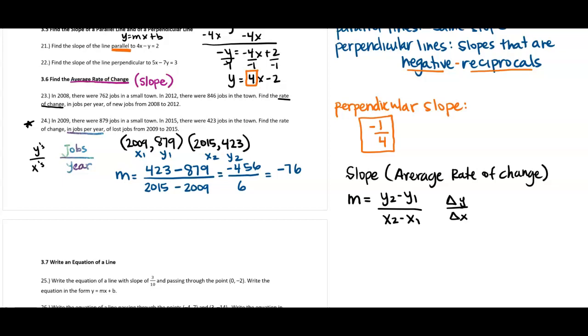Can somebody just unmute yourself and tell me, what does this mean in this problem, like what we were talking about in this problem? Is it that they lost 76 jobs per year? Yeah, exactly. So that negative is telling you that jobs were lost, right? So 76 jobs, right, lost each year.